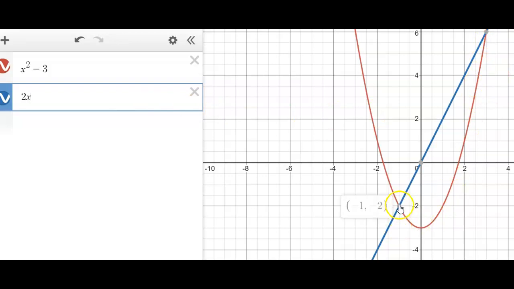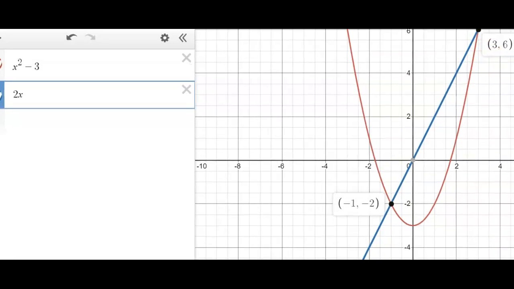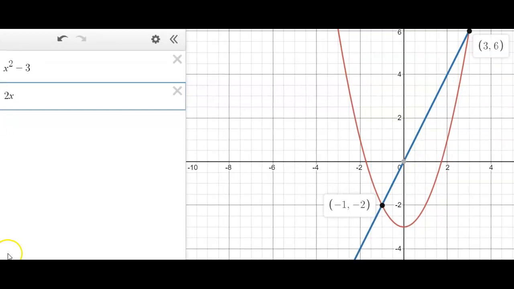So I'm going to look for the intersection points where the red hits the blue, and I've got one here and then one up here. And again, I can change the settings if I want to, so that I can see those more clearly. Sometimes they're not going to intersect at all, and that means there are no solutions. Sometimes they'll intersect in 2 places and maybe even 1 place.